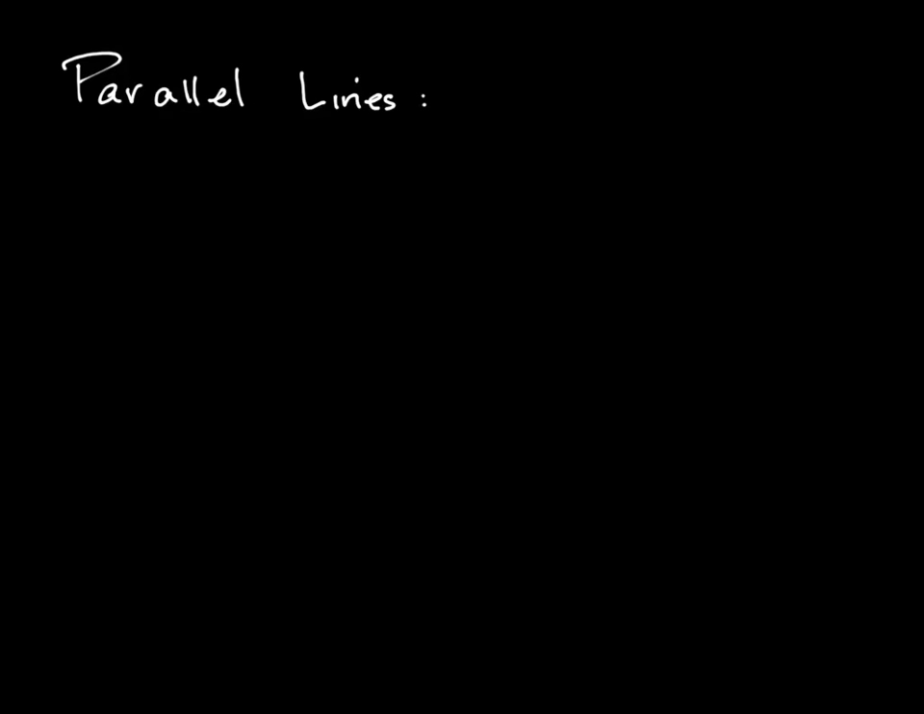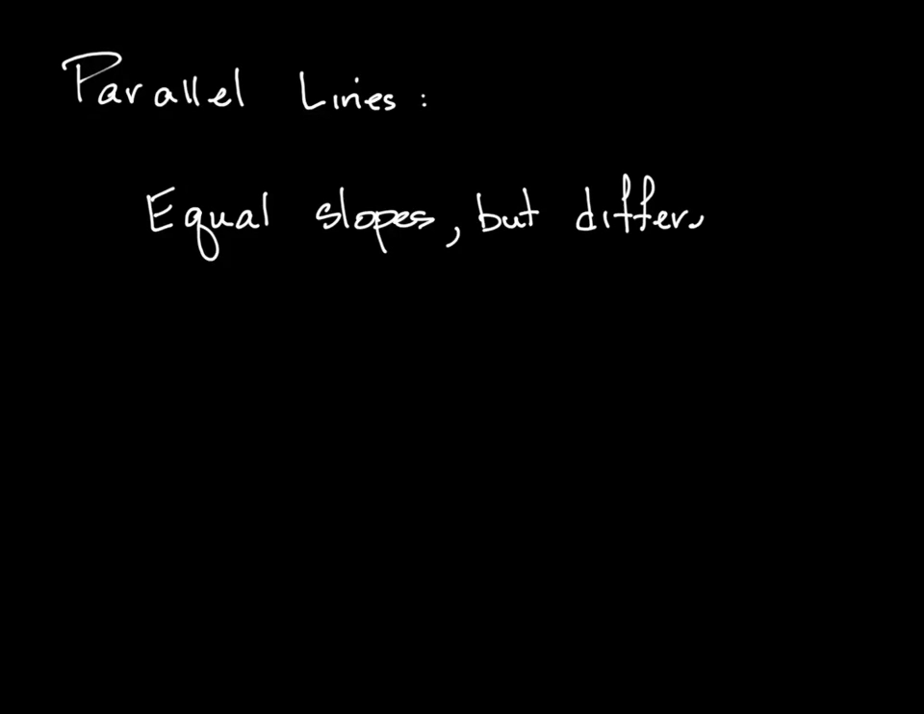So parallel lines, we know most people would define those as lines that don't ever touch or cross. Algebraically, we would say that they have the same slopes. So two lines are going to be parallel if and only if they have the same slopes. Furthermore, we'll say that they have different y-intercepts. Otherwise, they would be what are called coincident lines, or the same line. So they have equal slopes but different y-intercepts.